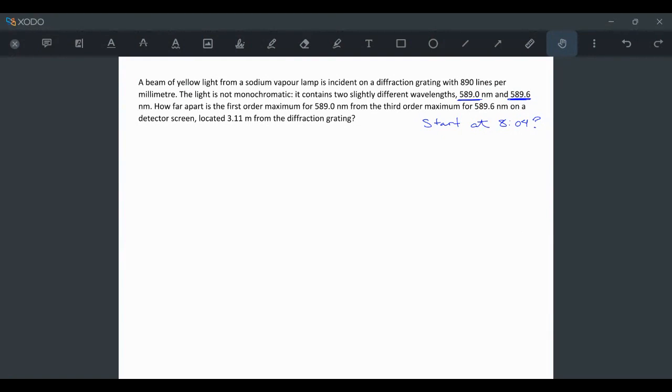The question we are asked is how far apart is the first order maximum for the 589.0 nanometer wavelength light from the third order maximum for the 589.6 nanometer light when they're illuminated on a detector screen that's 3.11 meters away from the diffraction grating.